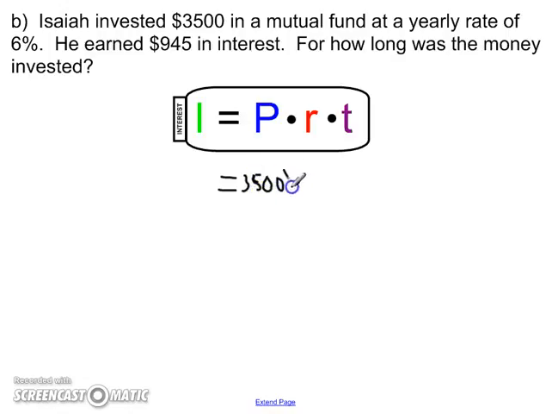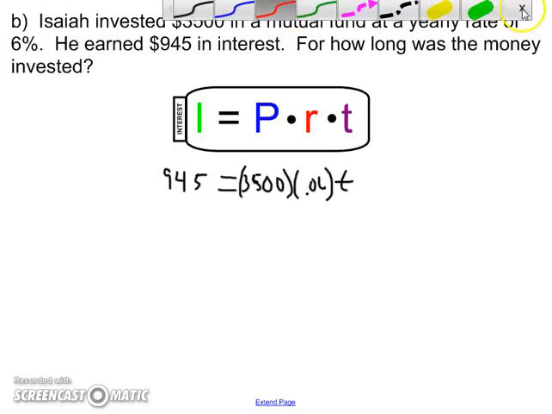I will replace P with that value. At a rate of 6%, so 0.06, I will replace R with that. He earned $945 in interest, so in place of the I I will put my $945. For how long? That's the time, and that is what we are trying to find. Since I only have this one variable left, I can solve this equation for that value.